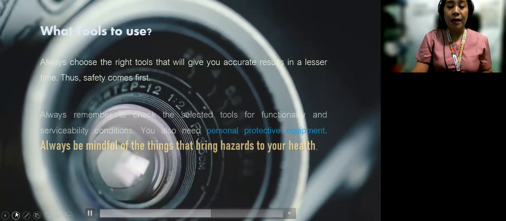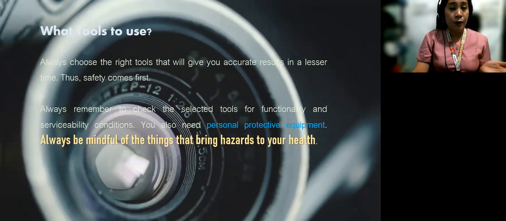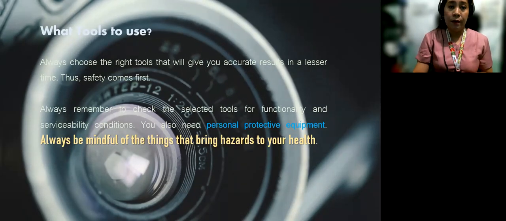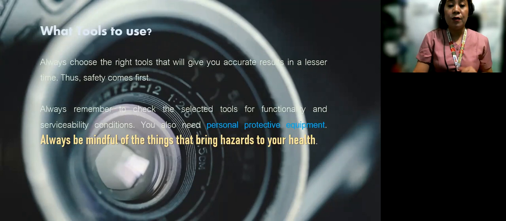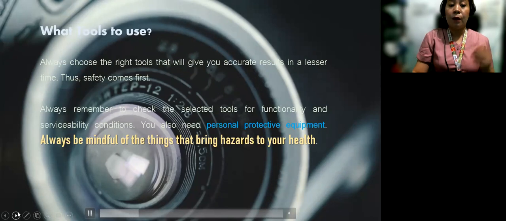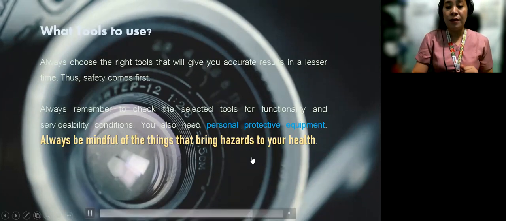Safety comes first. Who among us wants to risk ourselves, right? So we always have to be guided by the proper ways to be safe, to always use personal protective equipment. These are just facts. Always remember to check the selected tools for functionality and, of course, serviceability conditions. You also need personal protective equipment and must always be mindful of the things that bring hazards to your health.